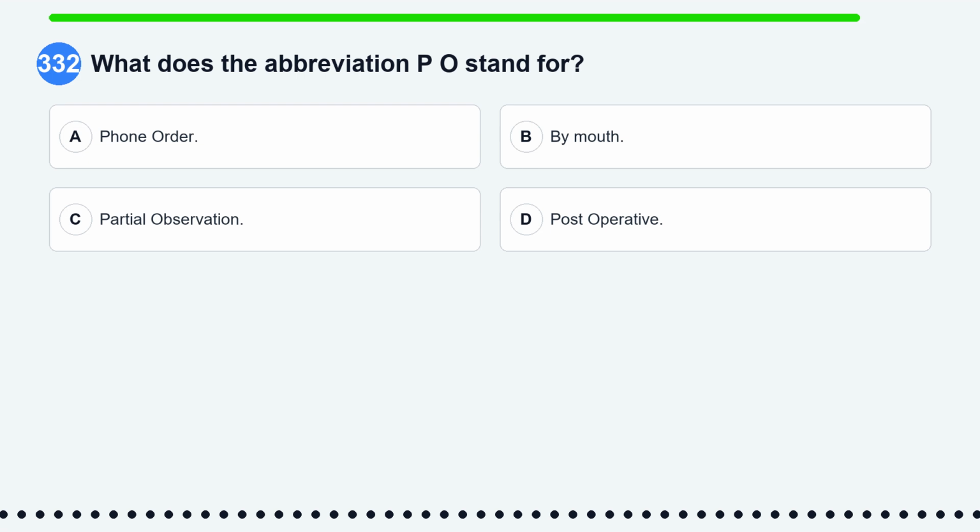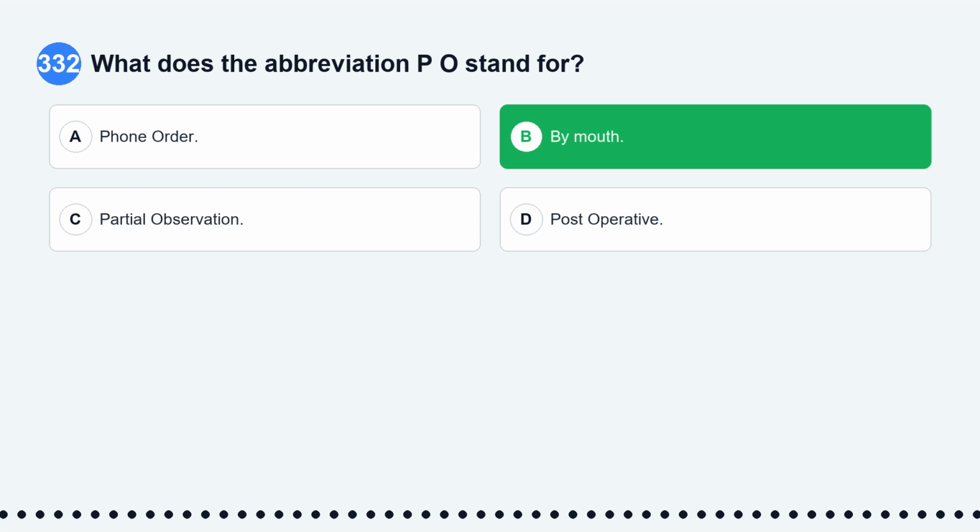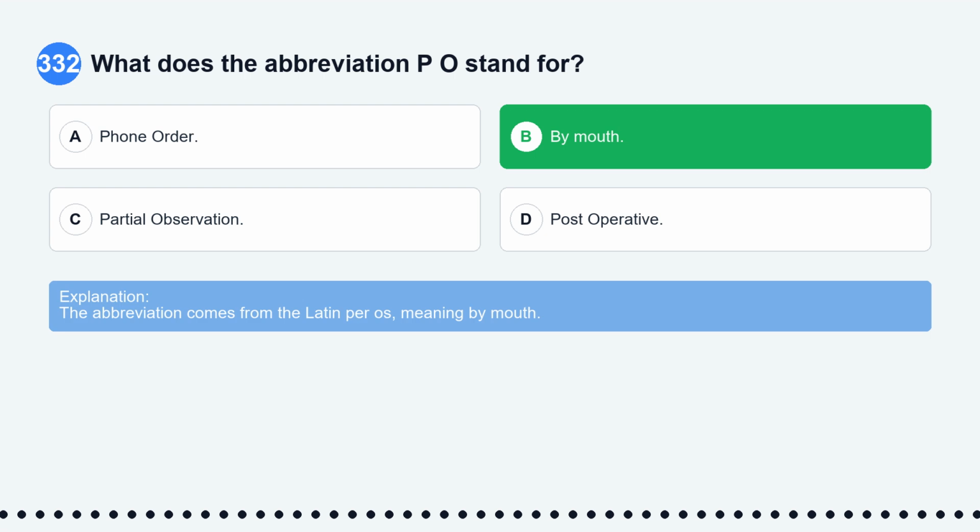Question 332. What does the abbreviation PO stand for? Option A, phone order. Option B, by mouth. Option C, partial observation. Option D, postoperative. The correct answer is option B, by mouth. The abbreviation comes from the Latin per os, meaning by mouth.